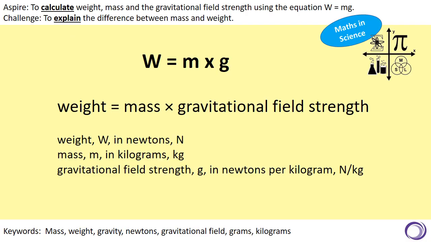So there's the equation. Weight equals mass times gravitational field strength. Weight, use the letter W, is measured in newtons, capital N. Mass, M, measured in kilograms, kg. Gravitational field strength, we use the little letter g, and that's measured in newtons per kilogram.